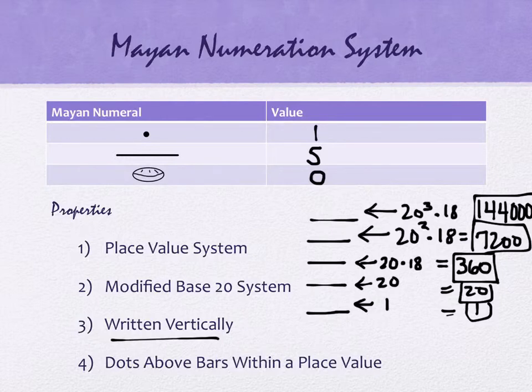Okay, we are going to take a look then at a numeral. Oh, one more thing, I didn't actually say it, it's on here of course, is that they write dots above bars. So like if you had the number 8, you'd have a 5, and you'd have 3 dots for the 3 ones. So this would be the number 8. So the dots go on top of the bars, okay? Dots on top of bars within a place value.